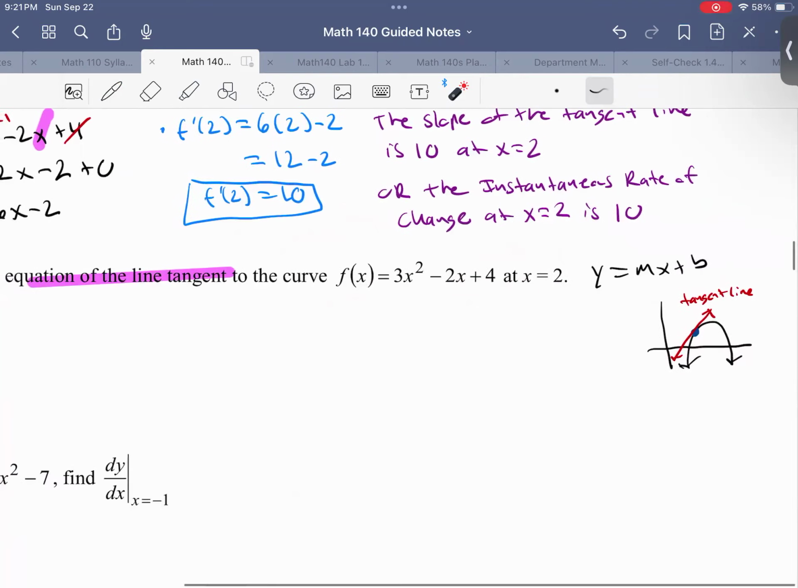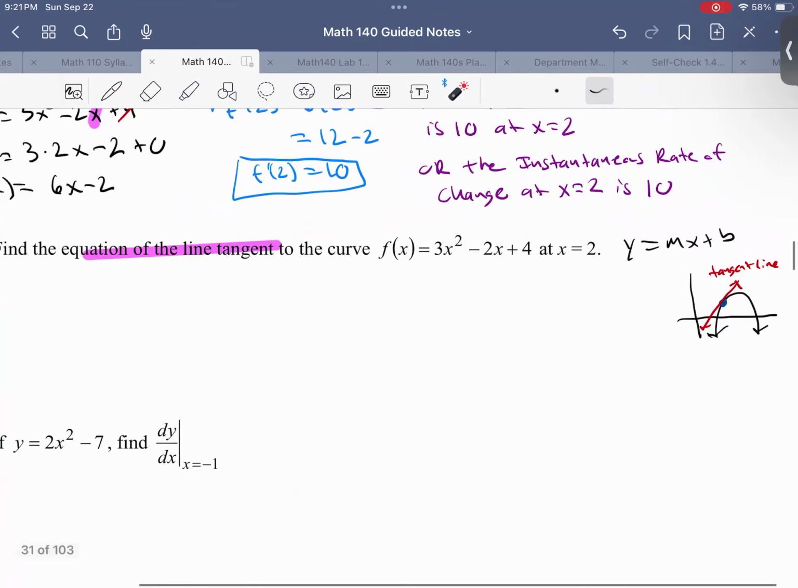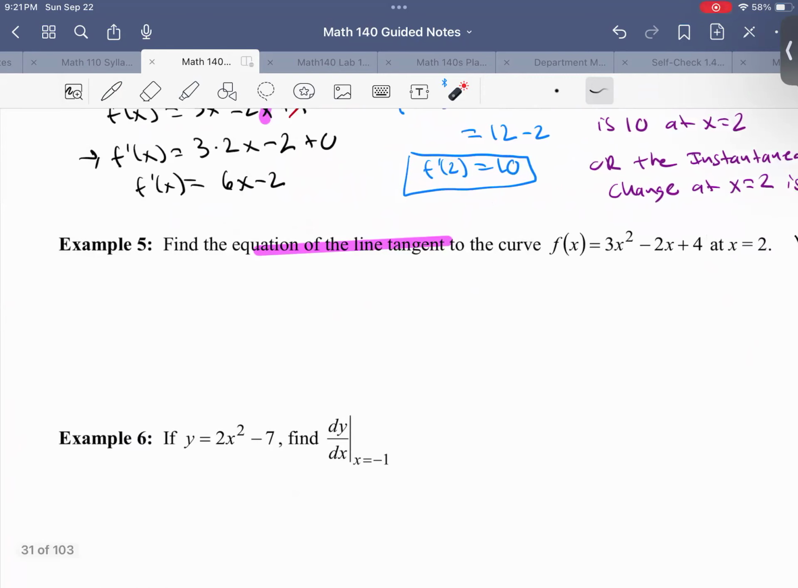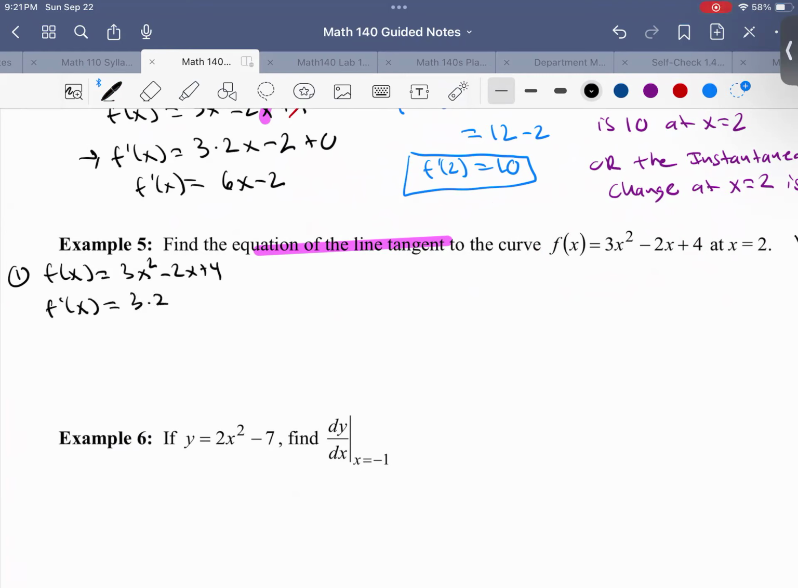And we can do that. So there's really a step-by-step process of how to do this. So, the first thing we want to do is find the derivative of this function, right? Because that's what a tangent line is, a derivative. So step one, find derivative. So here I have f of x equals 3x squared minus 2x plus 4, and I just want to find the derivative of that. So f prime of x is going to be 3 times 2x minus 2 plus 0. Okay, so this becomes 6x minus 2.